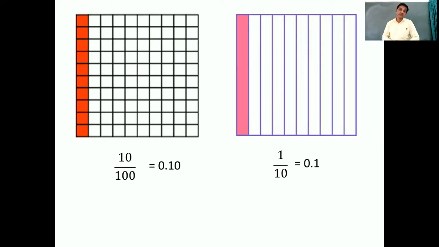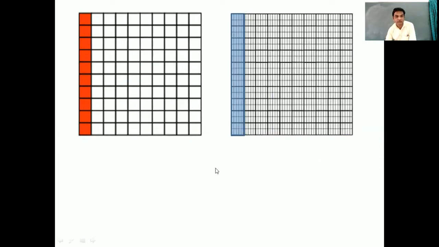So what is meant by equivalent decimals? Equivalent decimals are nothing but the decimals which are obtained from equivalent fractions. Now both the figures are showing equivalent fractions. So the decimals 0.10 and 0.1 are equal or equivalent. We actually show them by an equal sign. We'll see one more figure.